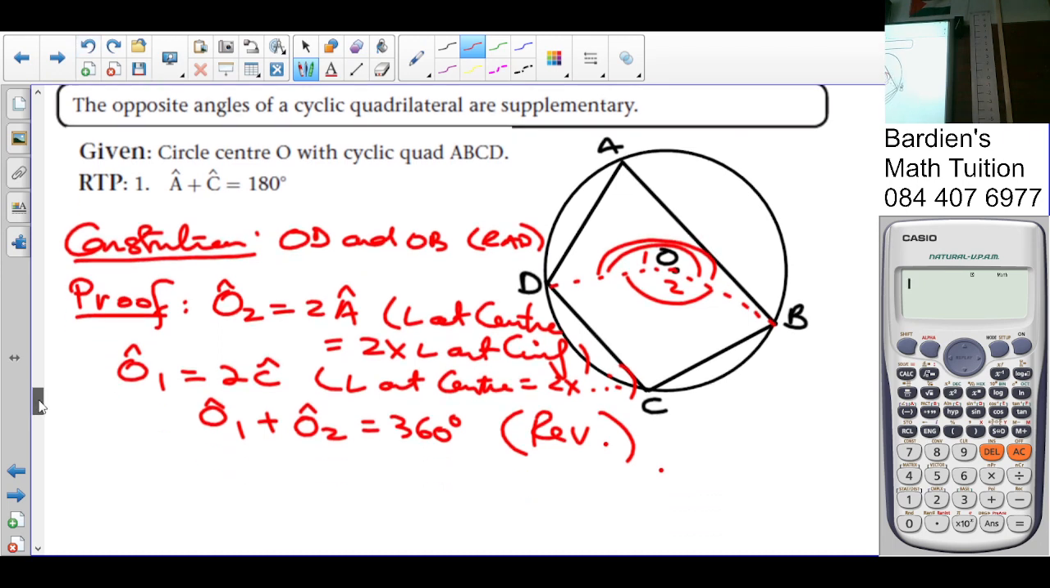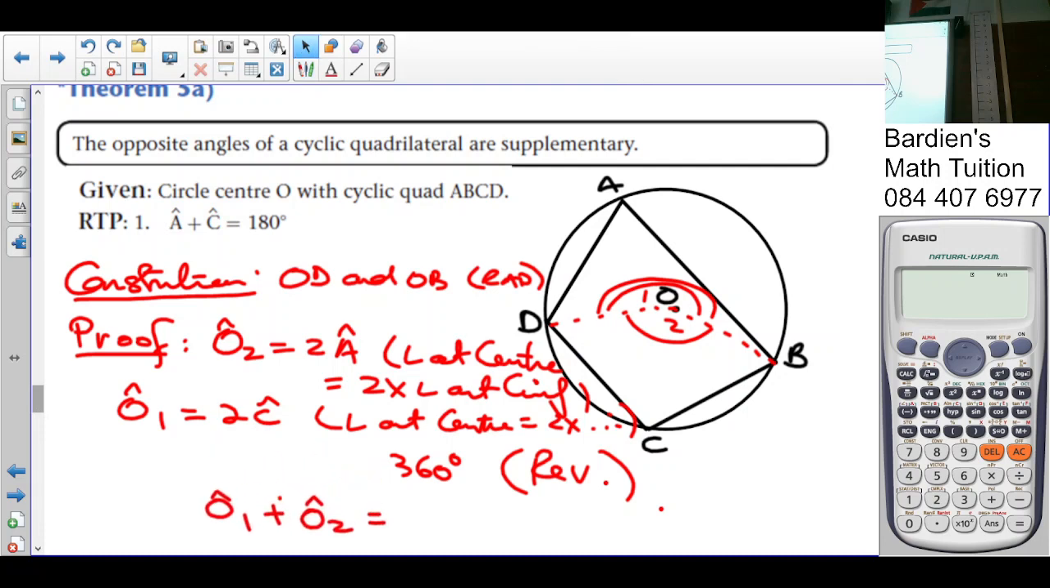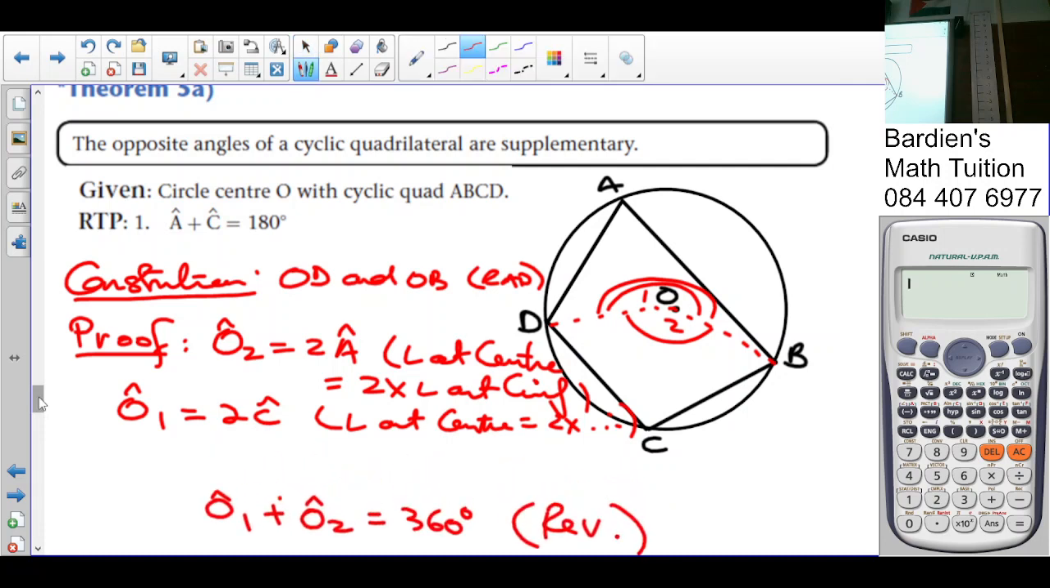So, I actually had to do this first. Let's bring this down. What is angle O1 plus O2 also equal to? O1 is 2C, O2 is 2A. Not so? If O2 is 2A and O1 is 2C, then O1 plus O2 has to be 2C plus 2A. Not so? Right. Now this comes into play.